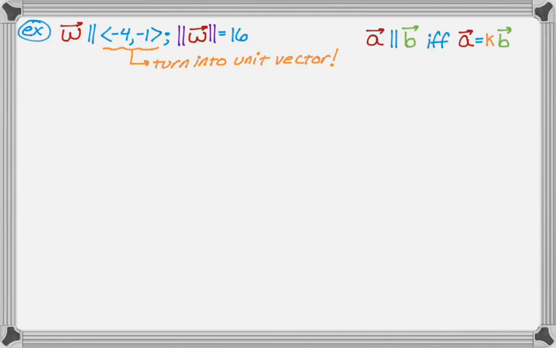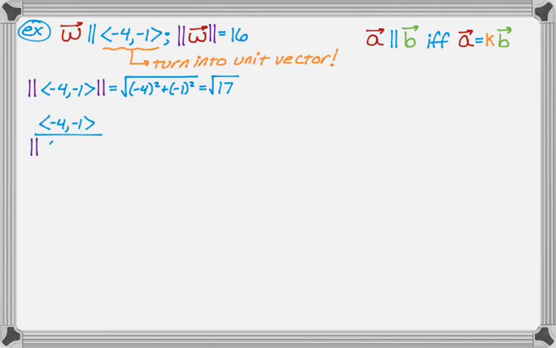So let's turn that into a unit vector. To do that, I need the norm. That's the first step in every one of these problems. So just go through the process. So this will give you square root of 17. And now we create the unit vector. So we take -4, -1, and we divide it by its magnitude. So that'll look like this.